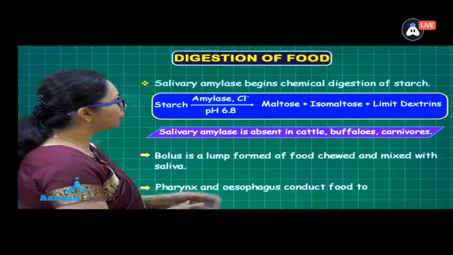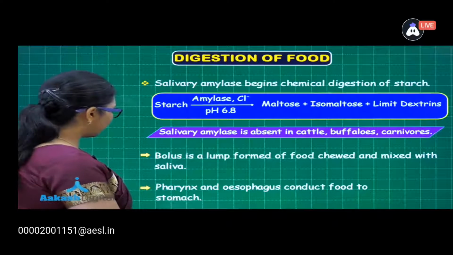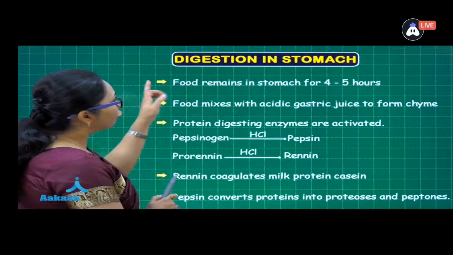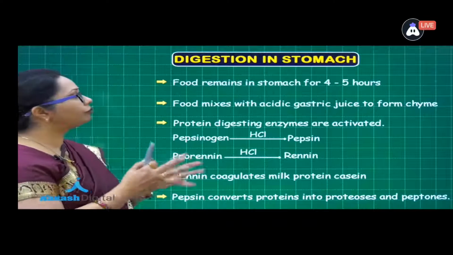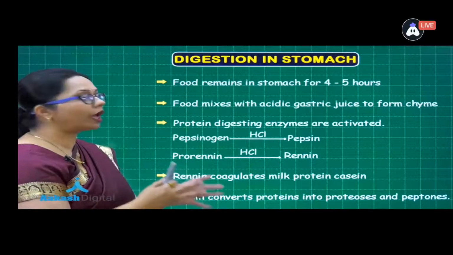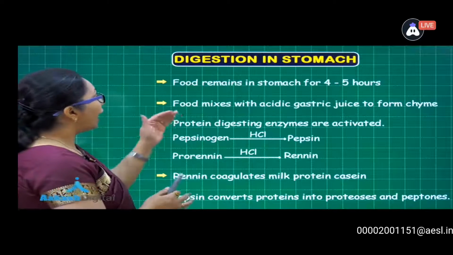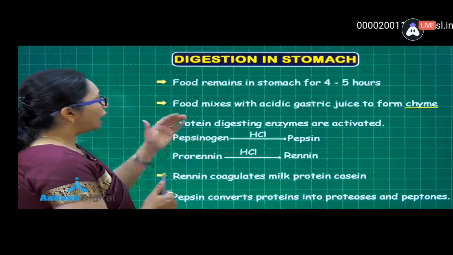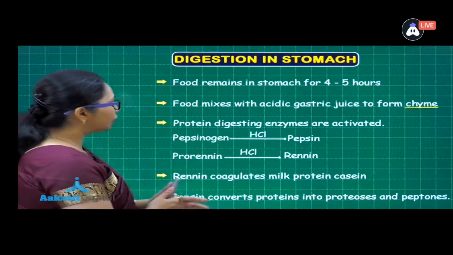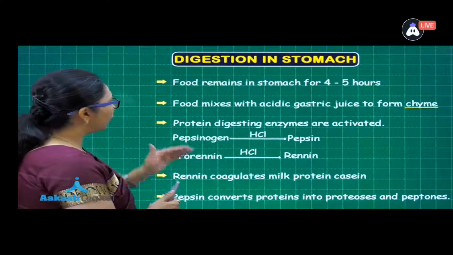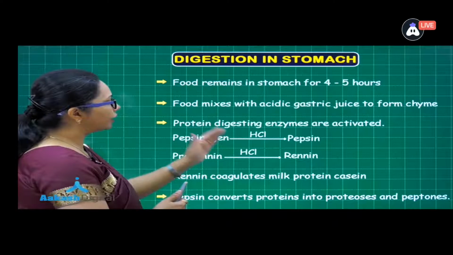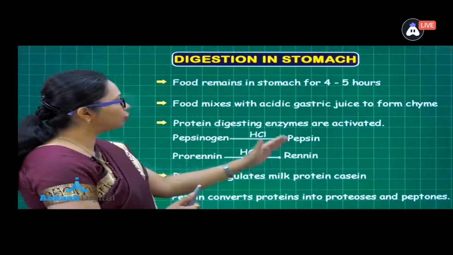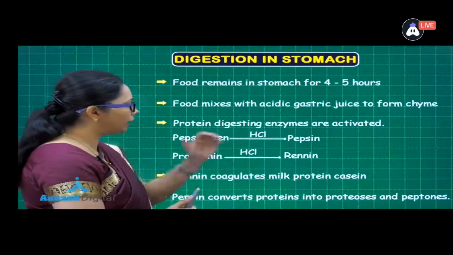Now the next part of the digestion will take place in the stomach. Food remains in the stomach for 4 to 5 hours. So the stomach is temporarily storing that food as well, and this food mixes with the gastric juice to form the chyme. Now in the stomach there are protein digesting enzymes, pepsinogen and prorenin, and these are activated by HCl. So HCl is converting pepsinogen to pepsin and prorenin to renin.